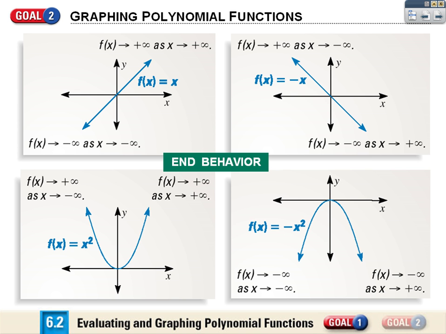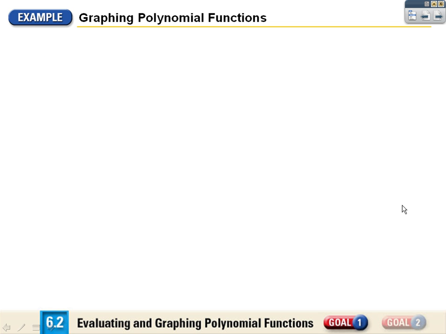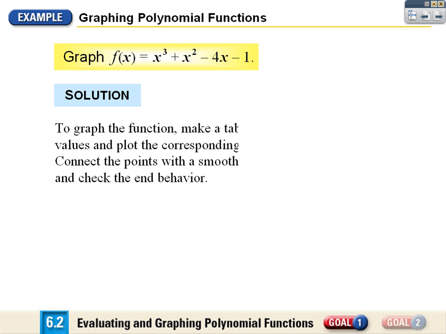Now, what if we don't have a graph? Okay, we're going to skip all this stuff. We don't want to do that. What about this one? Okay, let's take this example. We want to know what's going on here as x approaches the end behavior. As x approaches positive infinity, what's f of x doing? And as x approaches negative infinity, what's the function f of x doing?